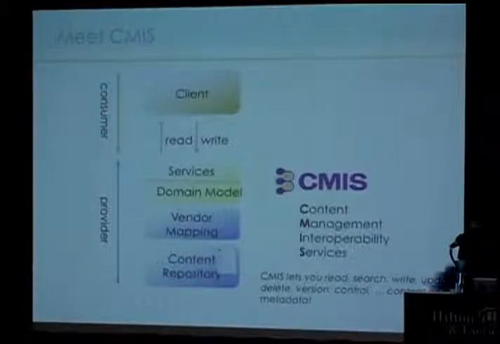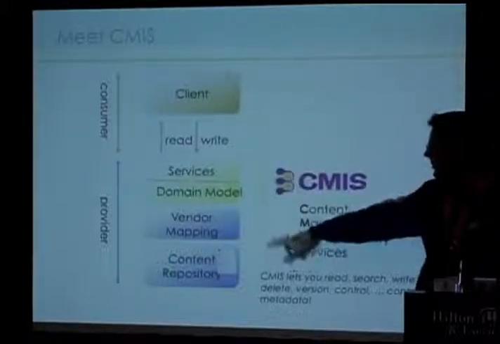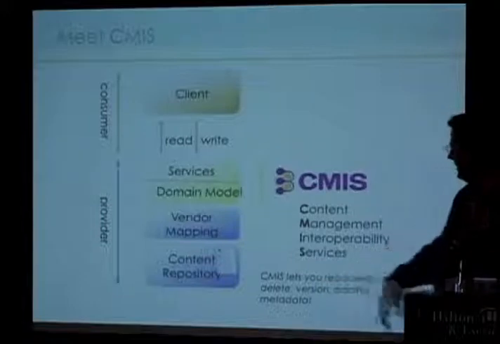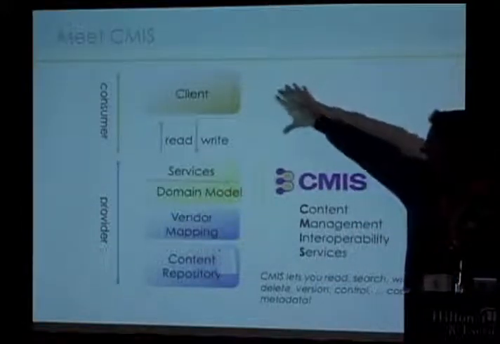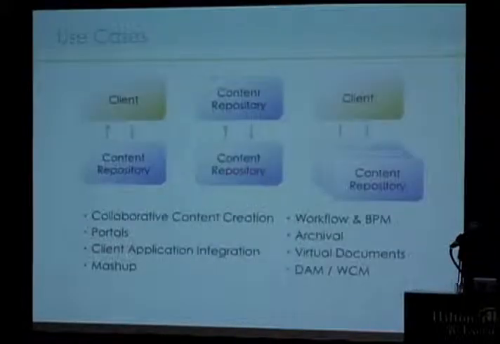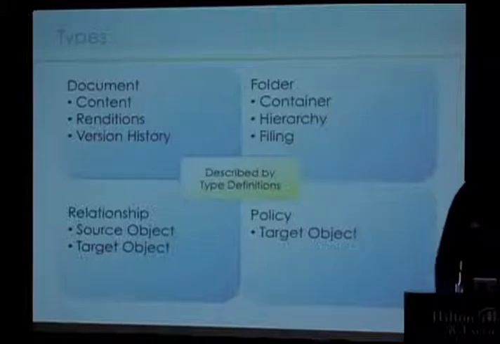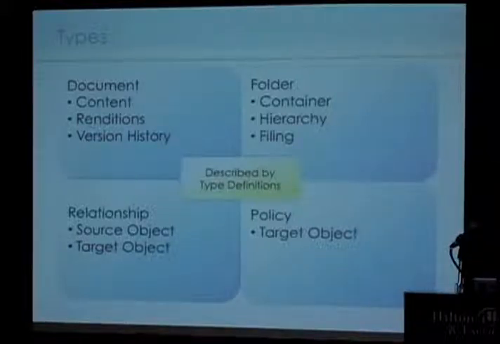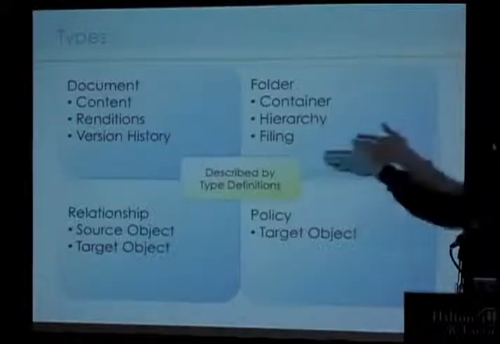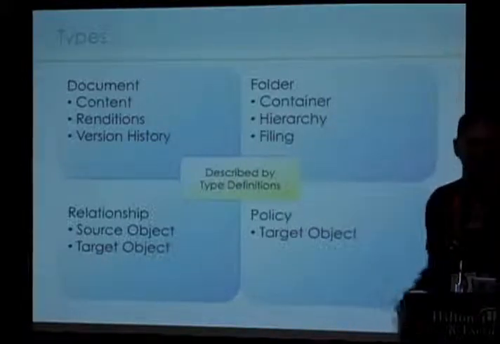So basically, you're going to write a client. It's going to do reads and writes against the repository, and CMIS is going to be sitting there on the client and often also on the server, mapping those calls back to the specific vendor. In CMIS, the specification defines some domain objects. These objects are things like documents, folders, relationships, policies, and type definitions.